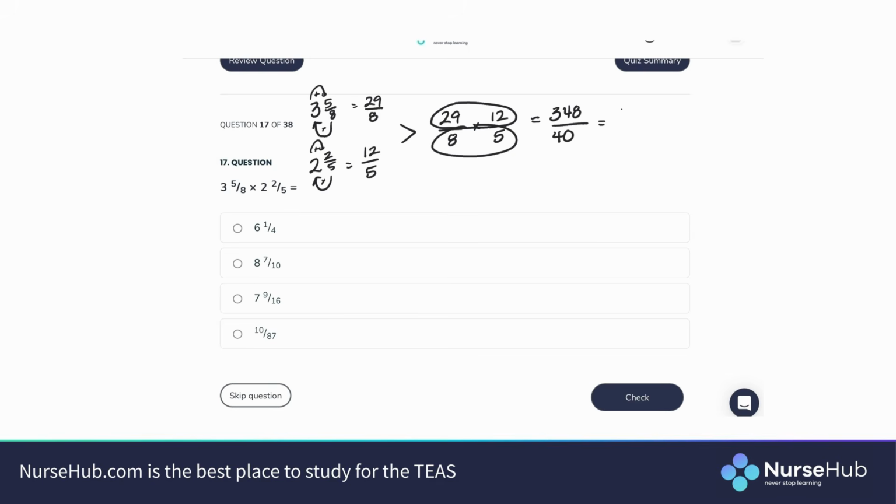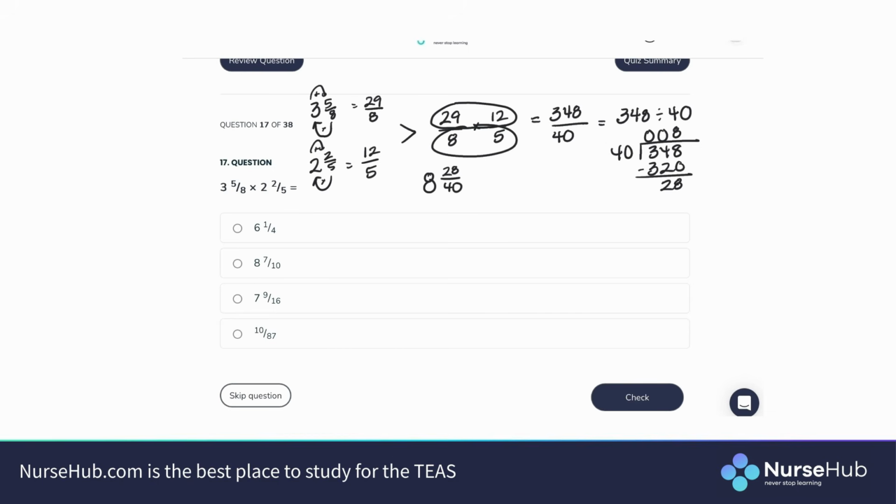Now, what this really means is, because I have to turn it back to a mixed number, is really 348 divided by 40. Now, if we do this, 348 divided by 40, we're going to get 8. So 8 times 40 is 320, and we have a leftover amount of 28/40. So what this problem says is 8 wholes, and we have 28/40.